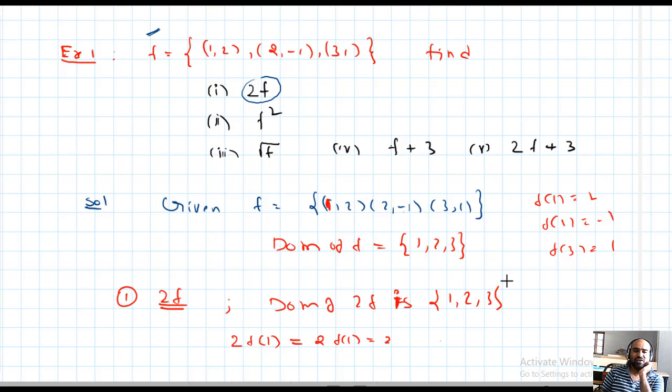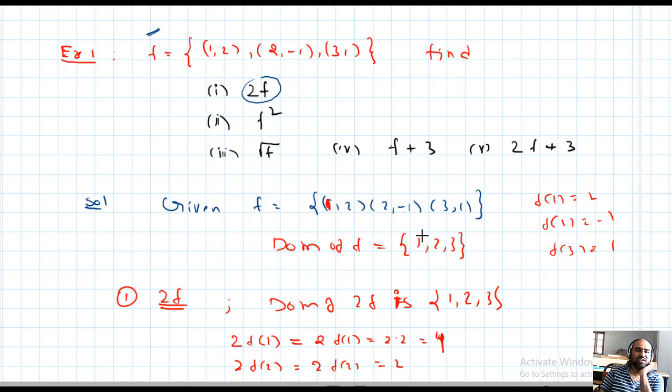So instead of f of 1, I can write 2. 2 into 2 is equal to 4. Means in the new function 2f, 1 is paired with 4. Now 2 into f of 2 I want. That is 2 into f of 2.